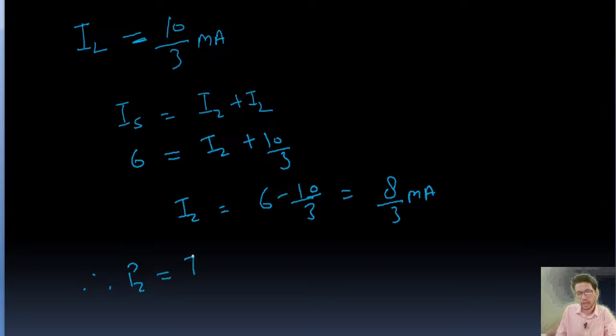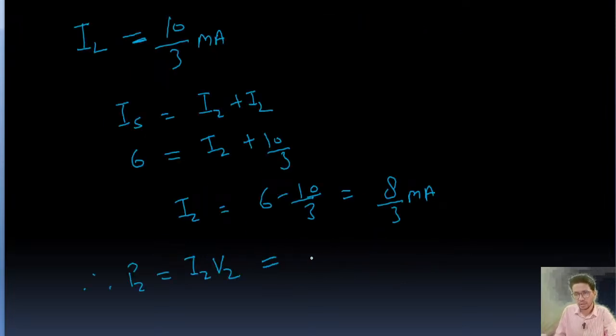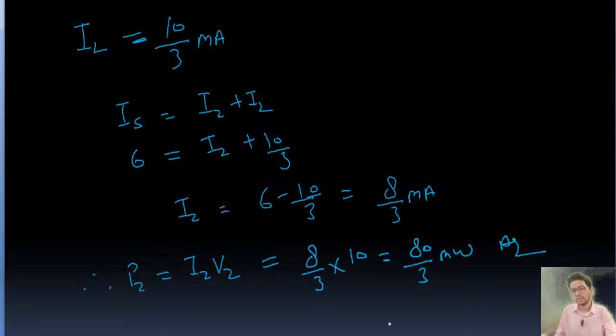So now we can easily find out Pz. Pz is going to be Iz into Vz, right? Vz we have already, the value is 10 volt. So this is going to be 8 by 3 into 10, that is going to be 80 by 3 milliwatt. This is the answer, guys. I hope you have understood it. Okay, so Zener diode is completed, guys.